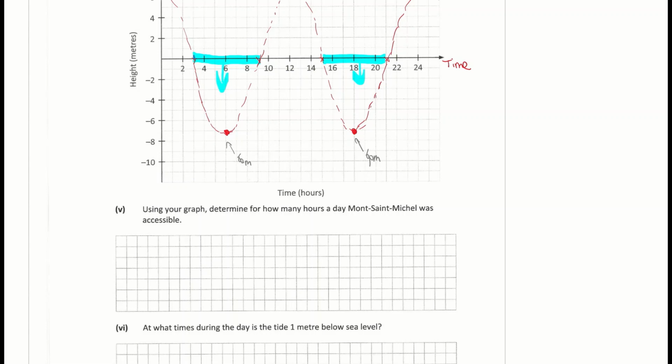So I'm just looking at my graph here and I have it highlighted in blue. So it's accessible everywhere below the x-axis. So it's accessible from 3 a.m. to 9 a.m. and then again from 1500 hours, which is 3 p.m. to 2100 hours, which is 9 p.m. So 3 a.m. to 9 a.m. is 6 hours, and 3 p.m. to 9 p.m. is another 6 hours. So in total, it's accessible for a 12-hour period.